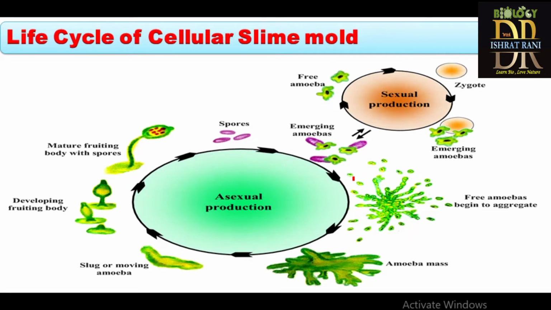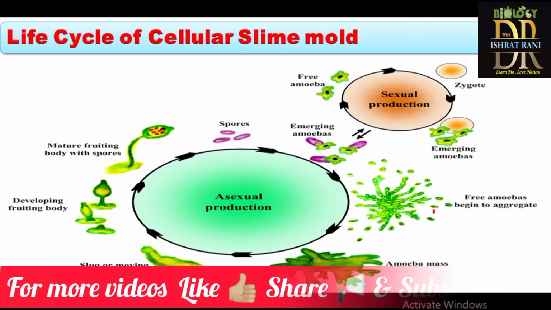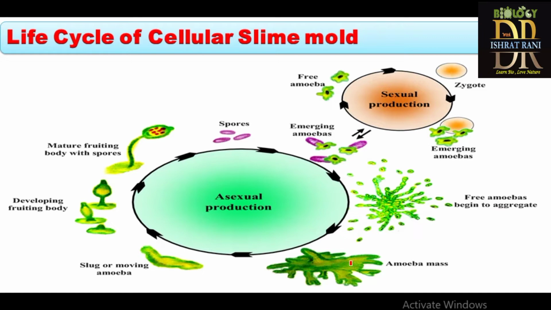Then here is the asexual reproduction. You can see that these free amoebas begin to aggregate together. They will join together. These are a large number of amoeba-like structures. They will aggregate and form this amoeboid mass, and this is the asexual reproduction. Here you can see the sludge or moving mass, a mass of amoebae, will develop fruiting bodies. These fruiting bodies form spores, which give emerging amoebas. These amoebas will aggregate to form an amoeboid mass.